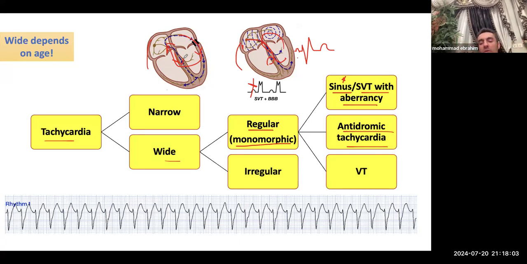That is AV-RT, sorry. Okay? A bit advanced, you don't have to worry about this so much. Another differential is ventricular tachycardia. Meaning you're having a circuit in the ventricle only. So, of course, the QRS would be wide.